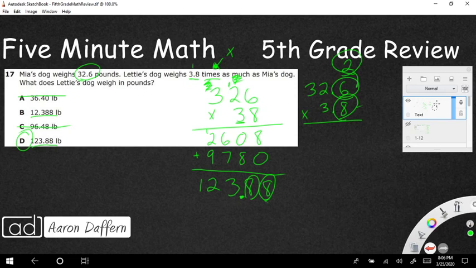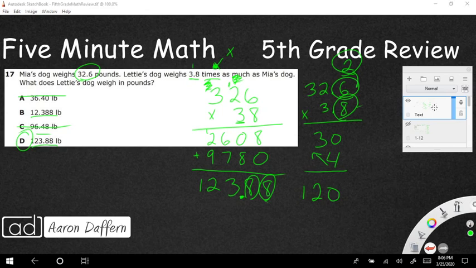If we didn't know that trick, another thing we can do is we could just kind of estimate. 32.6, that's about 30. 3.8, that's about 4. So if you know the trick for multiplying by a multiple of 10, 4 times 3 is 12, and then you just add the 0. So it's about 120, and you see that 120 is a lot closer to this D than it is to this 12. That's the correct digits, just with the decimal point in the wrong spot.